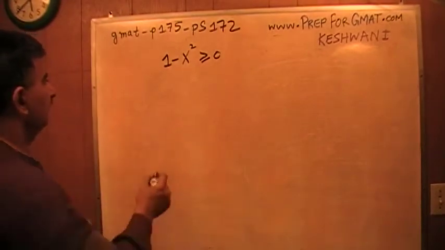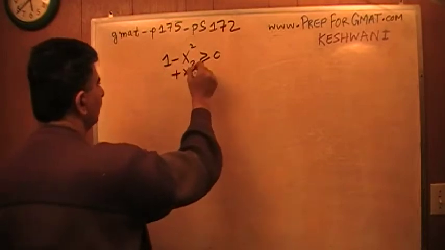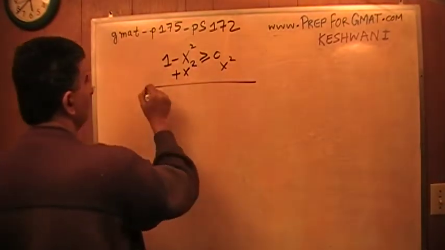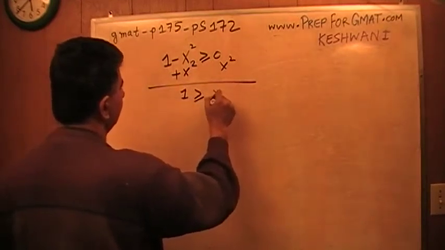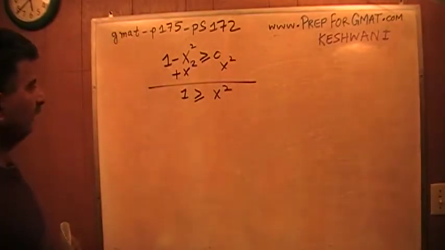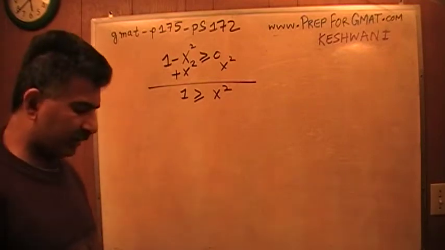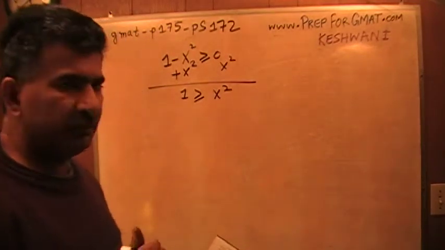Let's see what we can do here. Let's add x squared to both sides. That tells me that 1 is more than or equal to x squared. Now from there we have to find out the value of x, and that's the tricky part for a lot of people. So let me give you a couple of examples here.